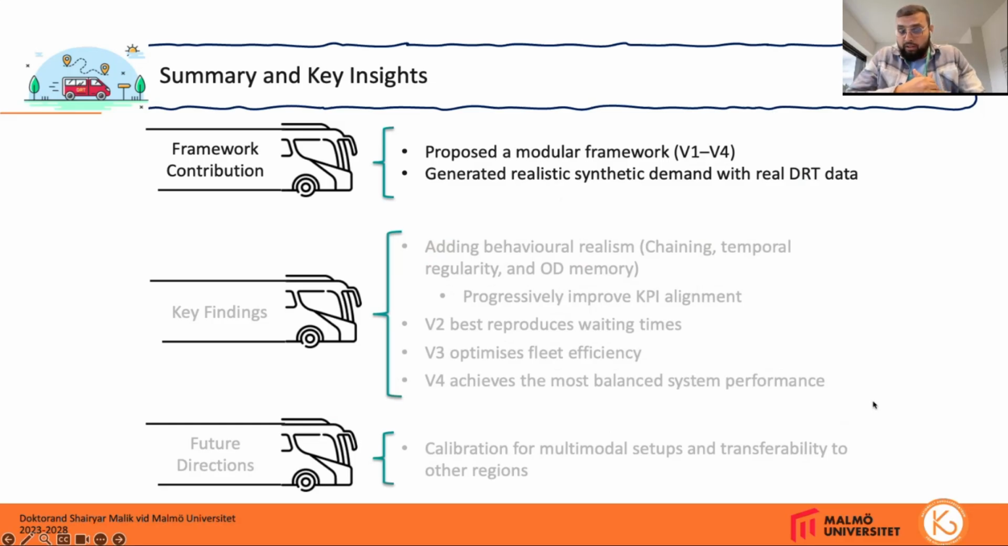To summarize, we first propose the modular framework that incrementally adds behavioral realism to synthetic demand generation. The framework consists of 4 models, V1 through V4. Each incorporates one key behavioral component as an added layer, trip chaining or temporal regularity or OD memory. So using this real DRT trip data from Västtrafik, we have showed that this framework can generate synthetic demand that looks and behaves like real users.